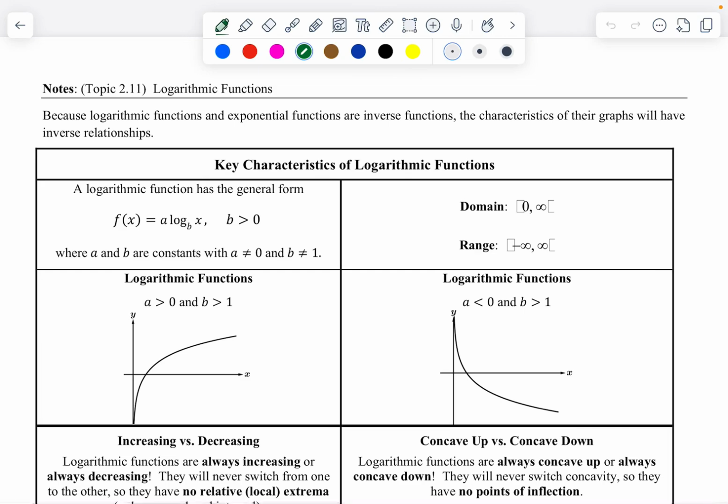All right, guys. So section 2.11. Okay, more about logs. Because log functions and exponential functions, again, are inverses of each other, the characteristics of their graphs will also have an inverse relationship. So everything that is happening in exponentials will be inverted for logs.